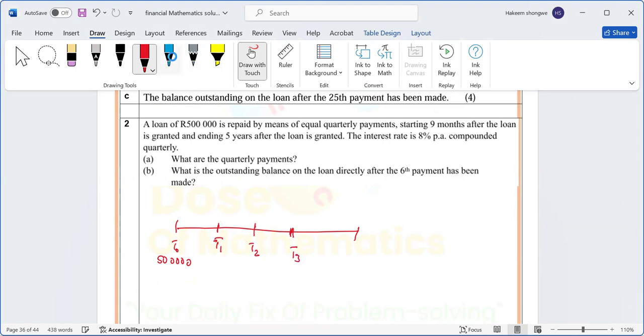I want us to put it with a different color, this one. How much do we owe when we get to T3? We owe 520,200. Yeah? Yes. All in all, where are we going to? We are going to T20. Let's not forget, all in all, the goal is to get to T20.